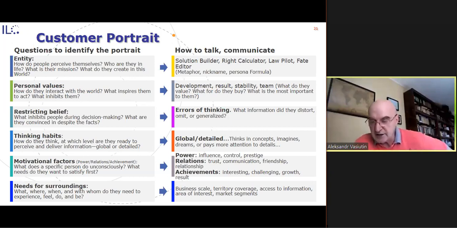And if a person is a detailization thinker, then you should talk in details. Well, it means that you must start seeing these peculiarities. And to do it, you need to practice.